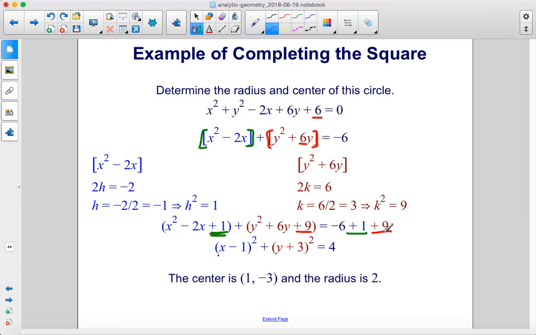And then we combine these constants, we get 4. This is r squared, therefore the radius is 2, because the square root of 4 is 2. And here we have an h value of 1 and a k value of negative 3.